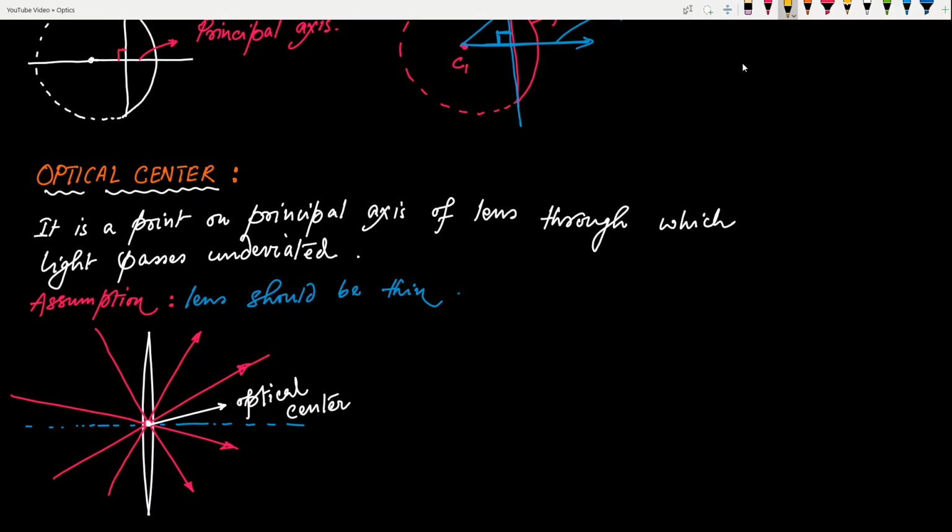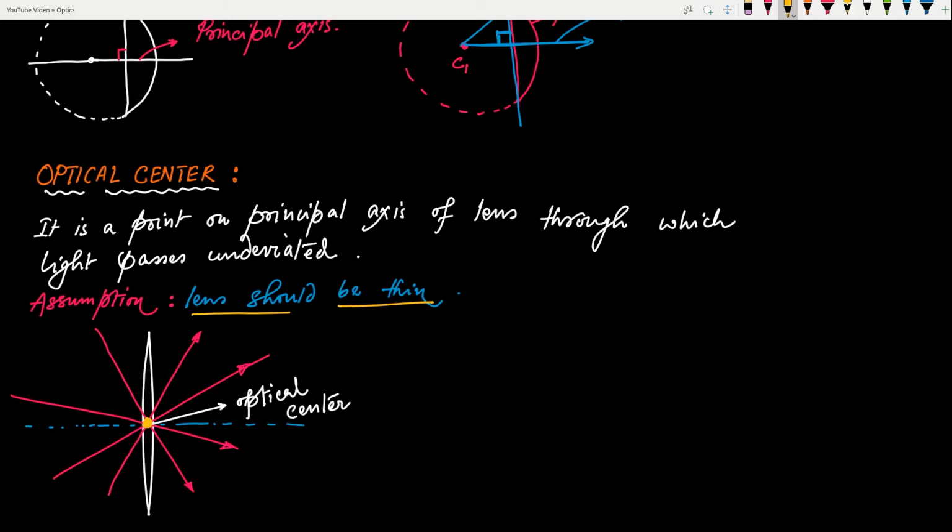So what is optical center? It is a point on the principal axis of a lens through which light passes undeviated. As you can see, this is the optical center. So if light passes through that point, then it will go undeviated. And the assumption is that the lens should be thin, because if the lens is not thin, then this won't be the optical center, as the rays will not pass undeviated. So in your syllabus you need to understand optical center only for thin lenses. Again, optical center is a point on the principal axis through which light passes undeviated. Simple as that.